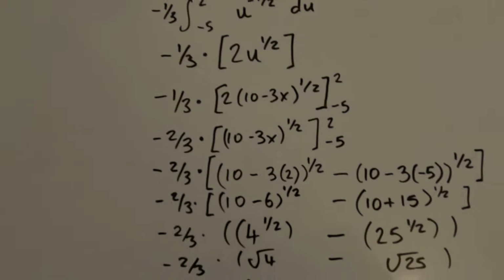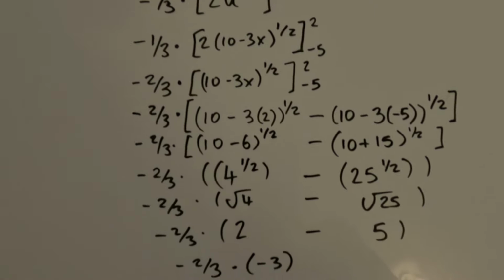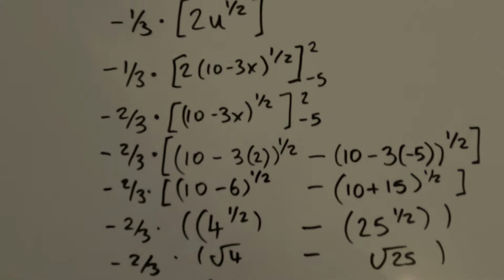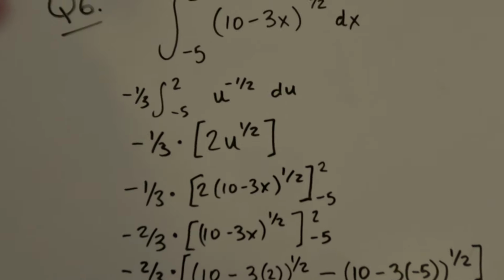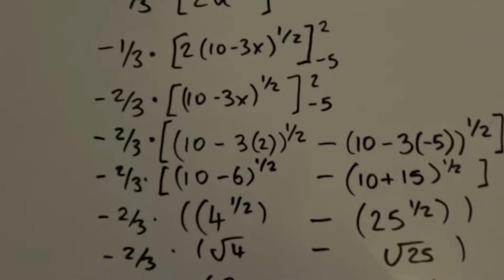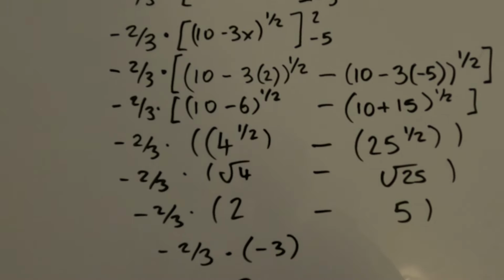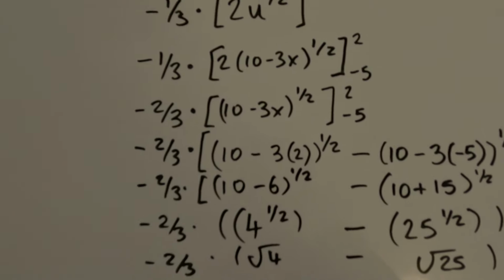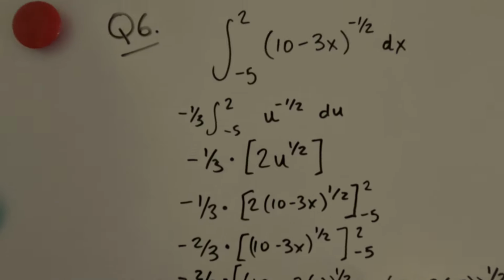So other than that, it's pretty straightforward after that. It's just evaluating. Now, there's a lot of lines there, and it does look like a lot, but it's not really a lot. I'm just showing you very, very detailed working out there. You should be able to get your answer faster than that. You should be able to skip a few of those lines. That was only a 4-mark question.